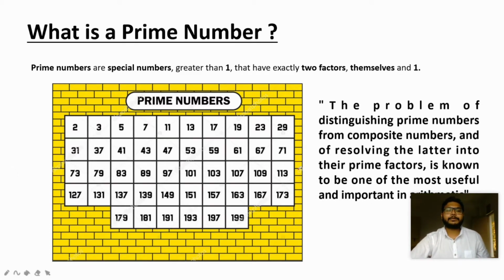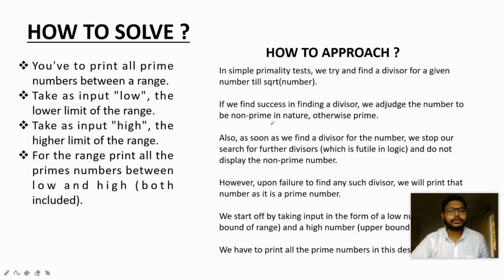Now, what are prime numbers? Prime numbers are those special numbers which are greater than 1, having two factors: themselves and 1. A prime number can be distinguished from a composite number by resolving their prime factors. That is, we can get the factors and we can resolve them. Examples of prime numbers up to 200 are 2, 3, 5, 7, 11, 13, and so on.